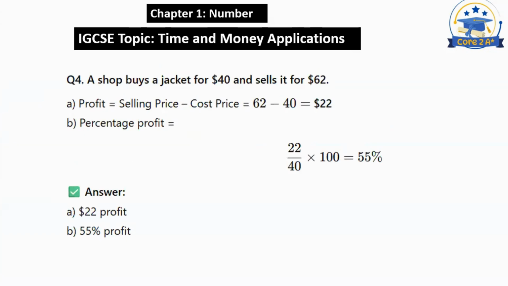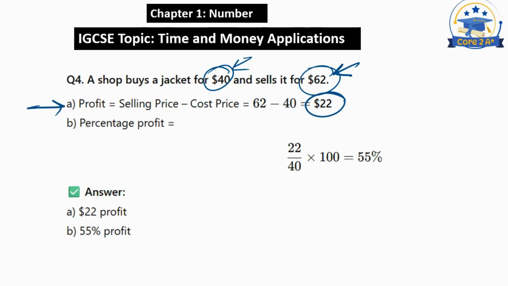Now, next question. A shop buys a jacket for $40 and sells it for $62. So obviously, without any confusion, without any doubt, we could say the shopkeeper is in profit. So how can we get profit mathematically? Selling price minus cost price. Selling price is the bigger amount, so subtract the smaller amount, and you will be getting $22, right?